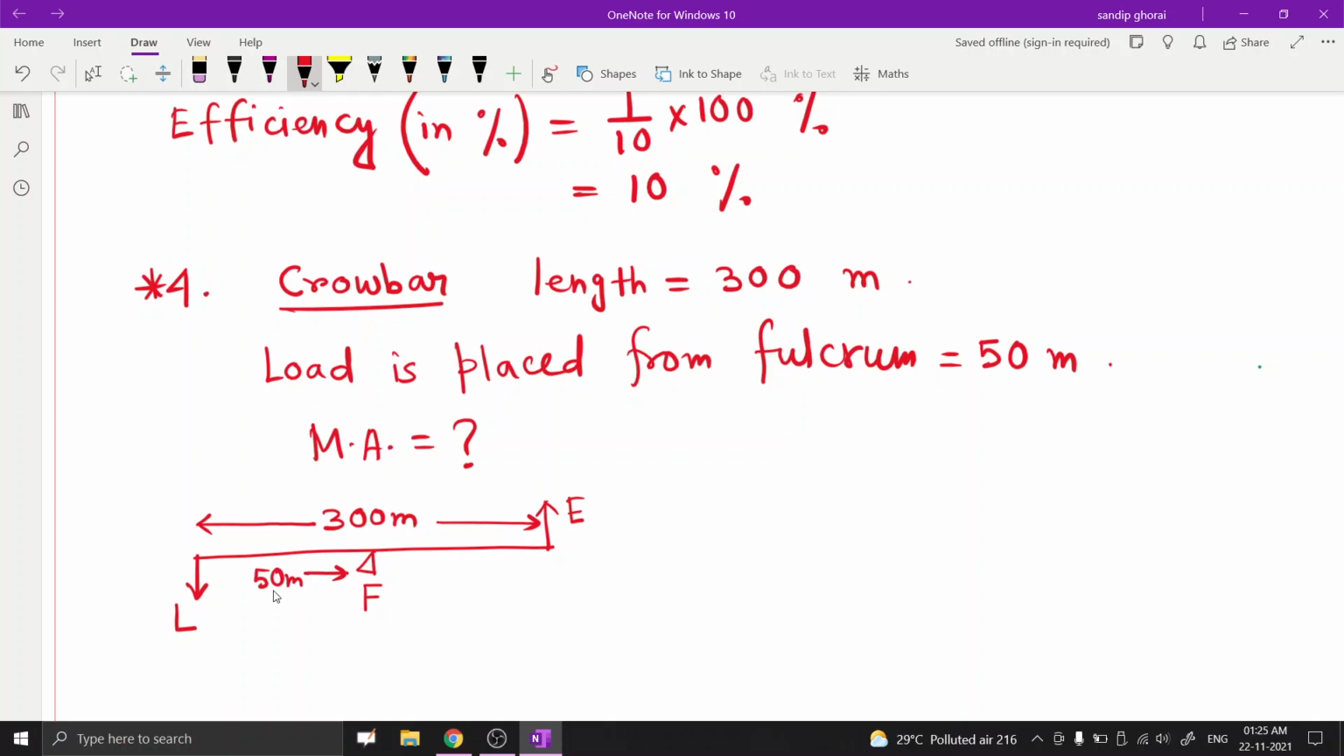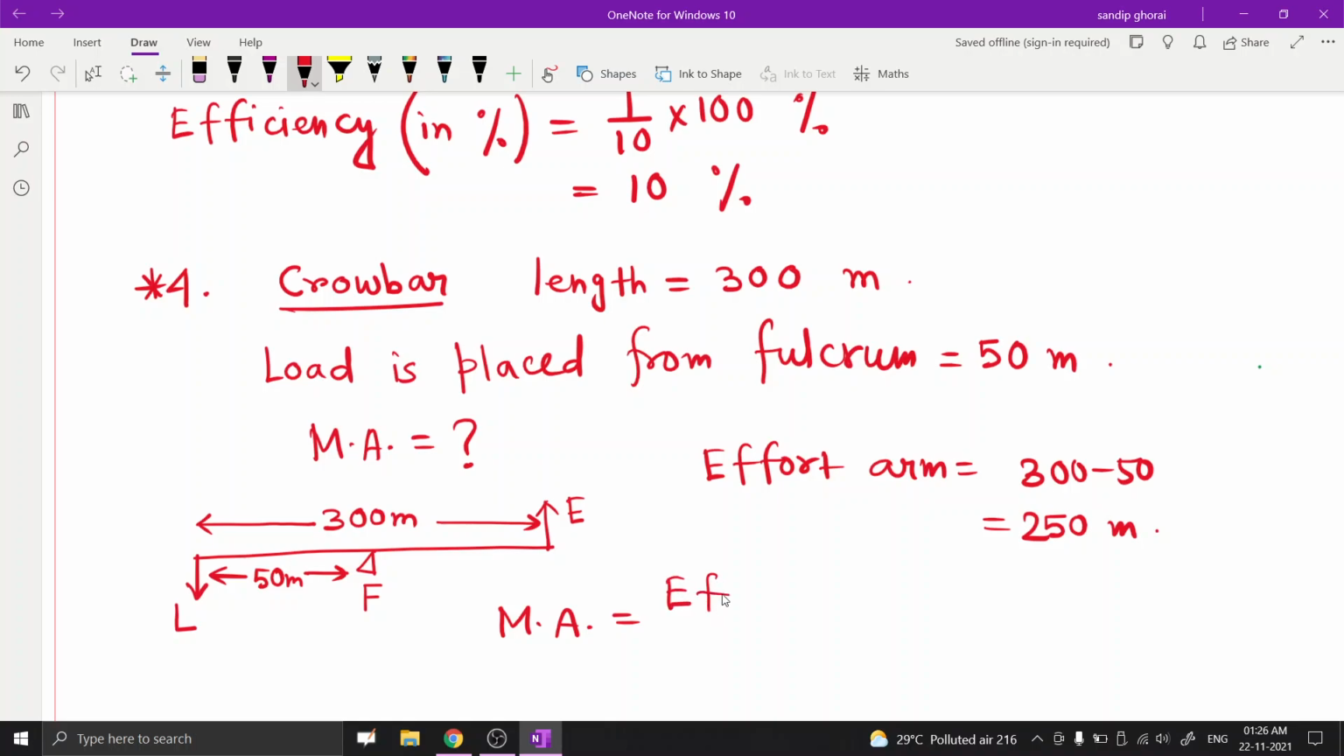This is your 50. Now you have to find out what the effort arm is. So here effort arm is equal to 300 minus 50, that is equal to 250 meter. Now what is the relation of mechanical advantage? As we know, mechanical advantage equals load divided by effort, and also we can say effort arm divided by load arm.